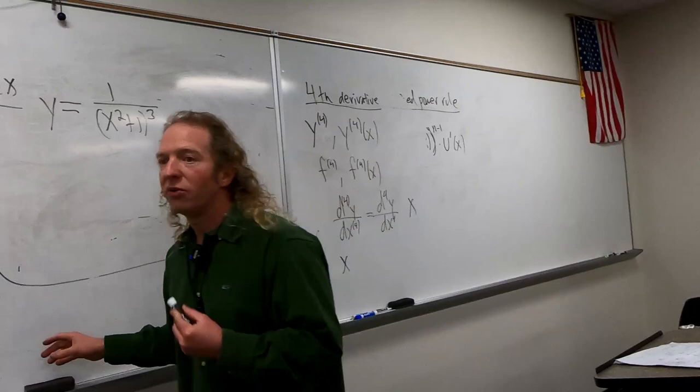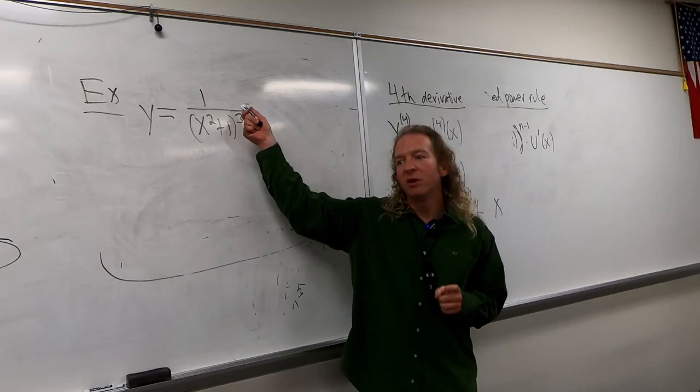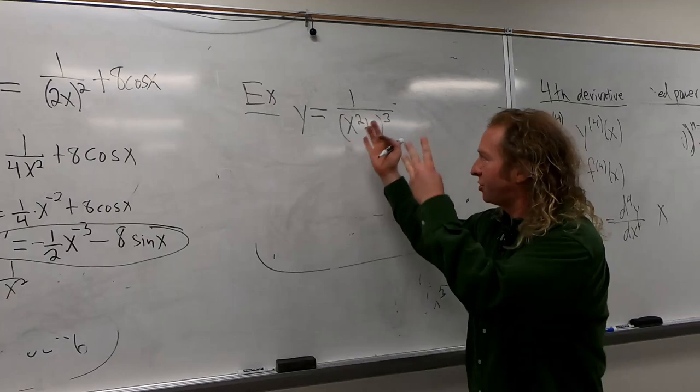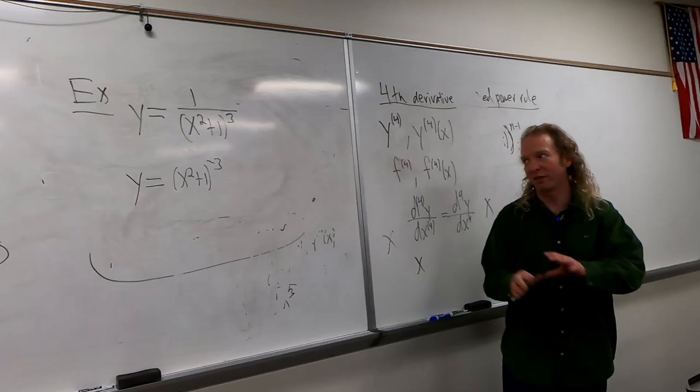This is a fraction, so you want to think maybe quotient rule. I want to show you how to avoid it. The reason you want to avoid the quotient rule in a problem like this is because you have a number here. So whenever you have a number here, bring it up. It's just better. So let's do it. Step 1 is still y, so you bring it up, so it becomes x squared plus 1 to the negative 3. This is really useful math.